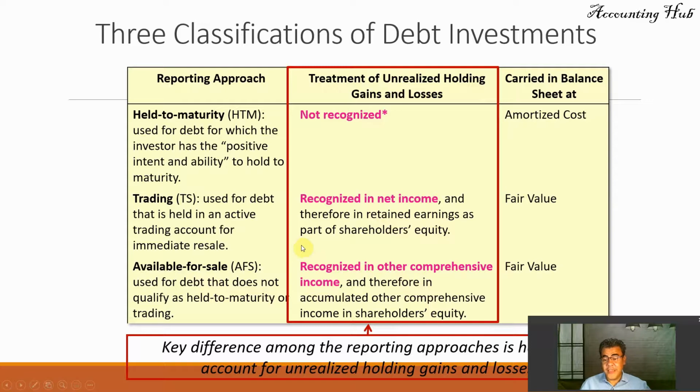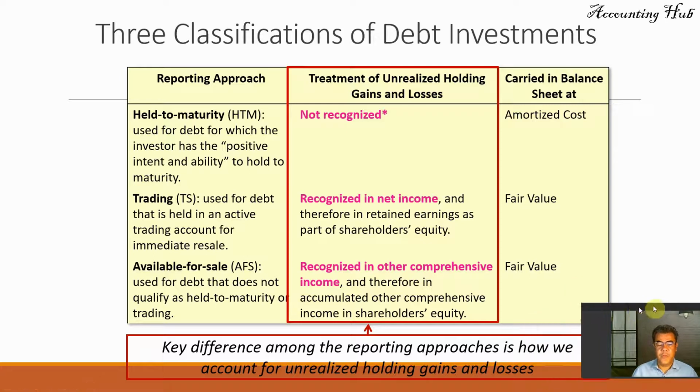Available for sale is the middle between trading and held to maturity. It is used for debt that does not qualify as held to maturity or trading. So I don't know for sure what I will be doing with that. So we recognize the unrealized holding gain and losses. However, in other comprehensive income, it is not in the income statement. It is in shareholders' equity, and it has a huge difference at the end. And we carry it in the balance sheet at fair value as well.